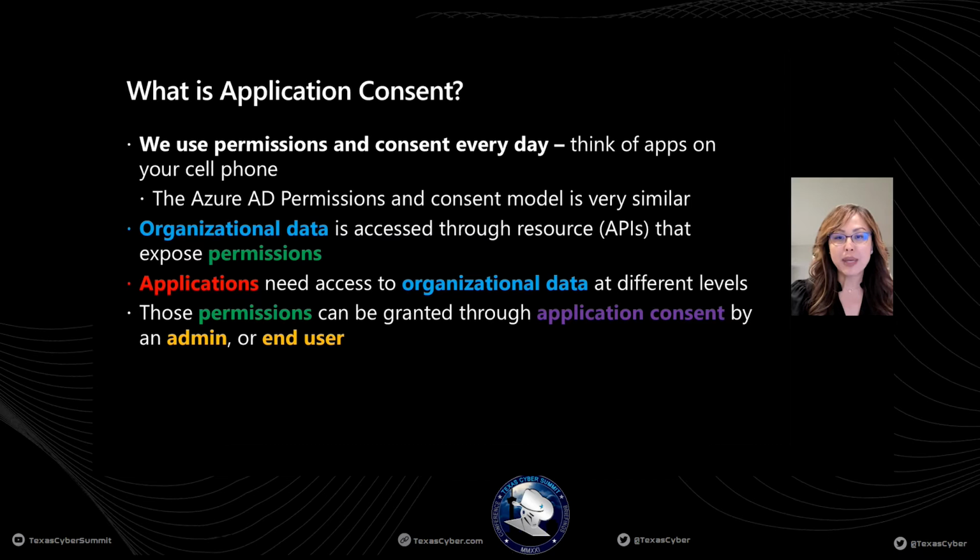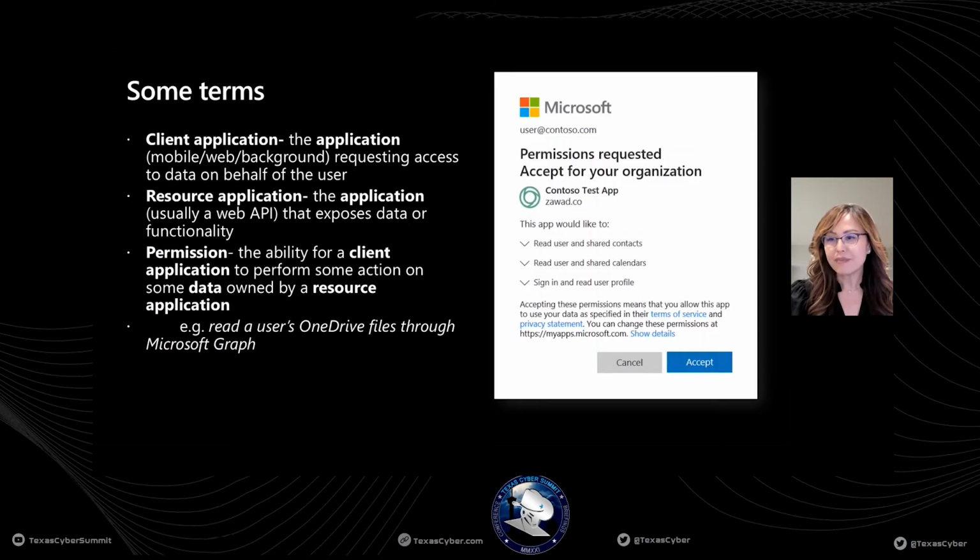Those permissions can be granted through a process called application consent. And we have two different types of consent: admin consent and end user consent. So let's go over some key terms here. It's going to be high level, but it allows us to dig in and align ourselves to OpenID and OAuth type specs. So the first thing here is a term called client application.